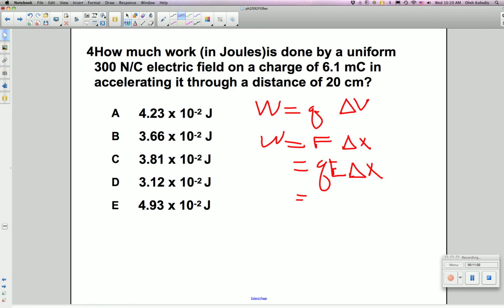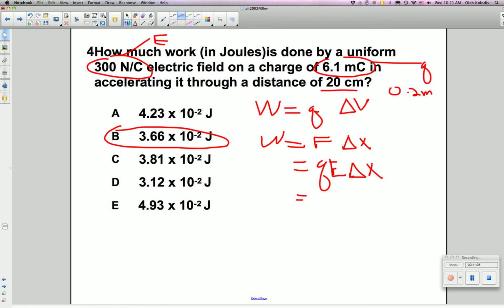Q is equal to 6 microcoulombs. This is Q in that equation. E is 300 newtons per coulomb. This is E in that equation. And delta X is 20 centimeters or 0.2 meters. Putting all those numbers here, you should come out with that answer.